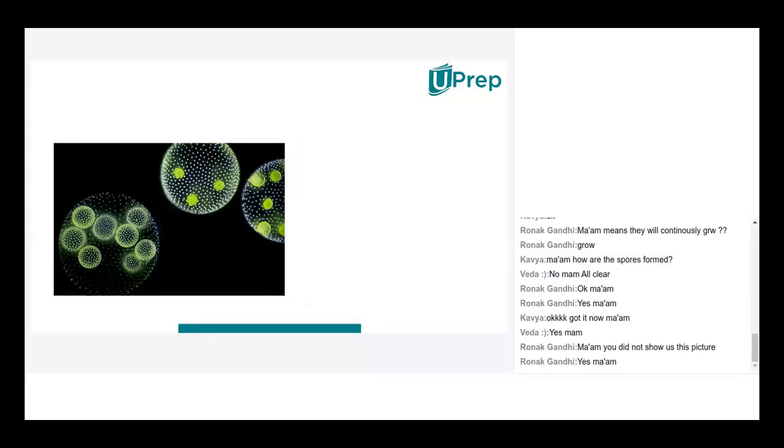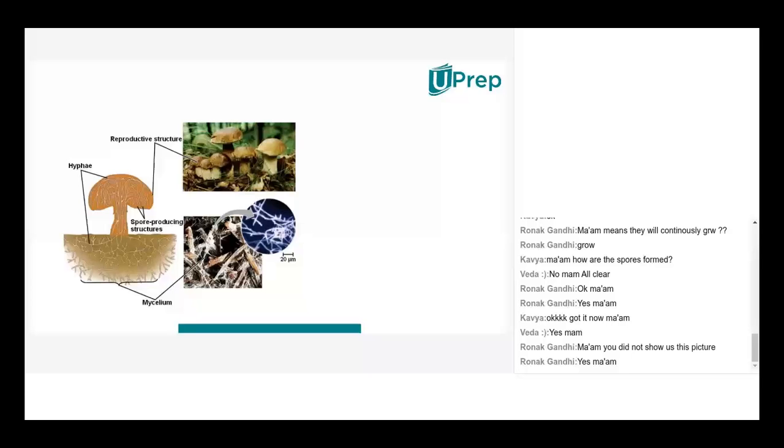Ma'am, can algae cause harm? Most of the algae have good economic importance, but some algae may become poisonous if they are taken as food. See, we won't take algae as food. Mushrooms, fungus we take as food in India, but in China-like countries, they eat algae, along with noodles and all.